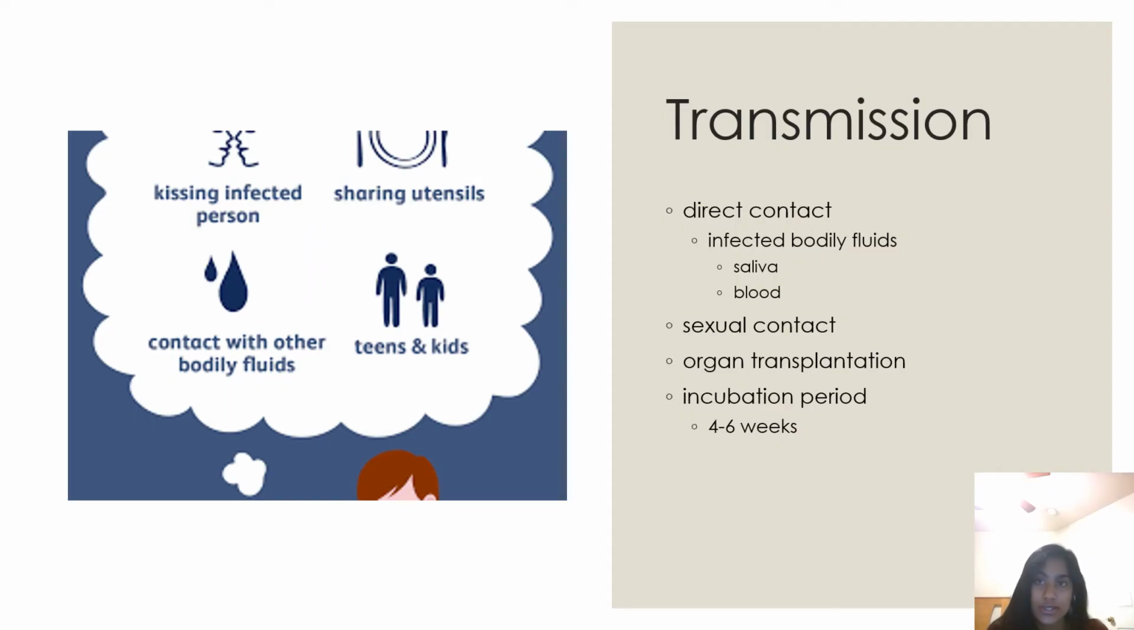So how is mono transmitted? Like I was saying, it's usually through direct contact with the bodily fluids of an infected person. This usually happens through kissing or sharing utensils or food with someone who's infected, so through saliva. But transmission can also occur through blood transfusions, sexual contact, organ transplantation, really any kind of process in which bodily fluids are exchanged between an infected person and someone who is not carrying the virus. The incubation period for this virus is typically somewhere between 4 to 6 weeks.